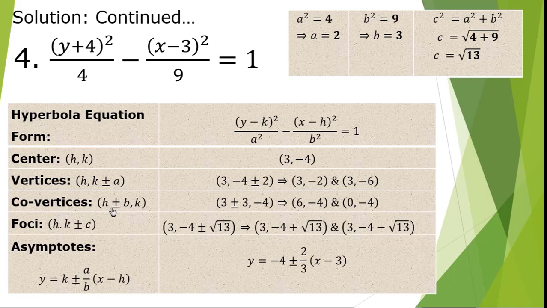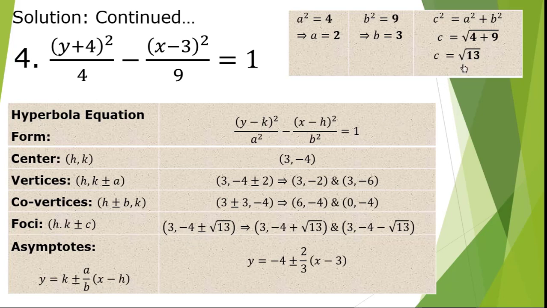Moving on to the co-vertices, we have H is 3, plus or minus the B, which is 3. Then we have the K is negative 4. Simplifying, 3 plus 3 is 6, copy negative 4, and 3 minus 3 is 0, so copy negative 4. So we have coordinates at 6, negative 4, and 0, negative 4. These are the co-vertices. The line segment connecting the two co-vertices is parallel to the x-axis, because the transverse axis is a vertical one.